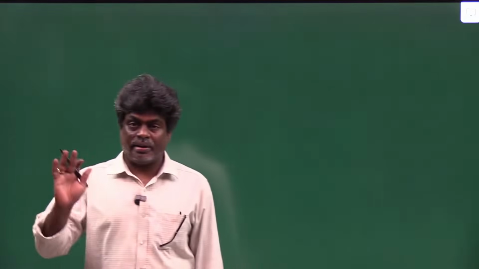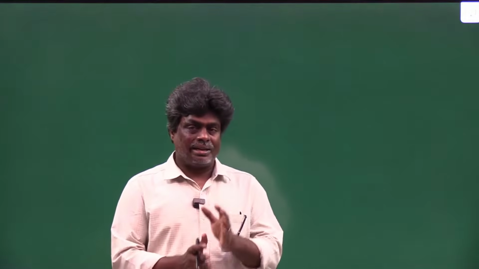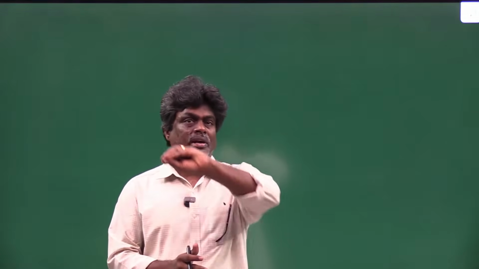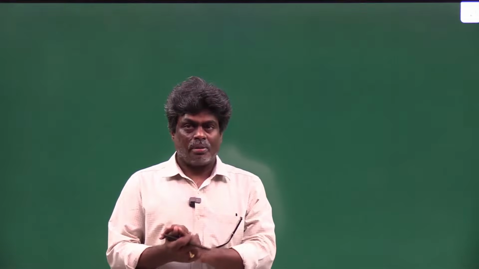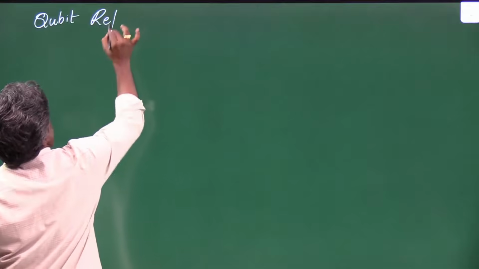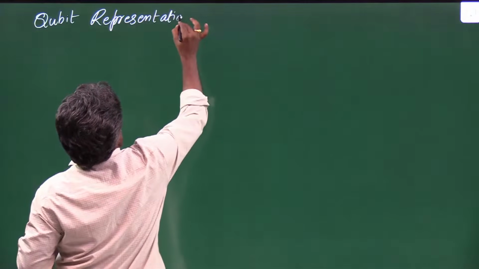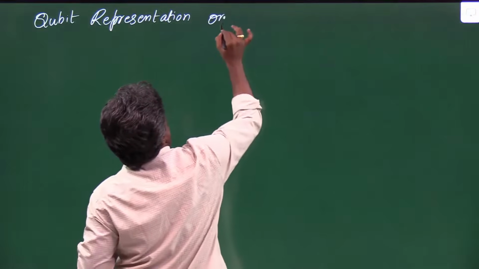Right, ready. So here we are going to discuss the Bloch sphere and how to get the state corresponding to a point on the Bloch sphere, because a point on the Bloch sphere always represents the state of a qubit. Okay, so let me take this qubit representation on the Bloch sphere.